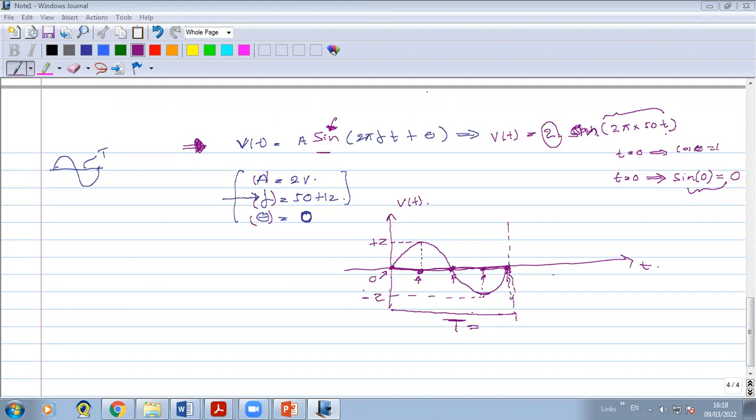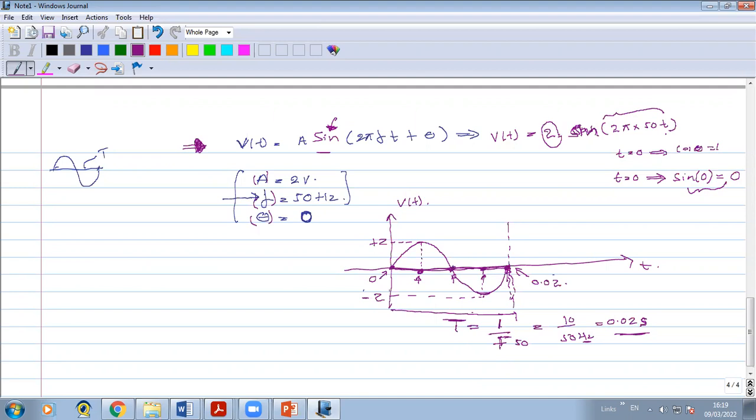Yeah, Kusumi, thank you. I think it is 0.02. How can you find it? Capital T is equal to 1 by F. So 1 by F means 1 by 50 hertz. Due to the hertz, we will get the answer in seconds. So we will get 0.02. This T is 0.02. Then you know that.